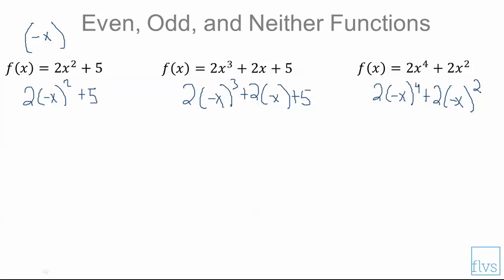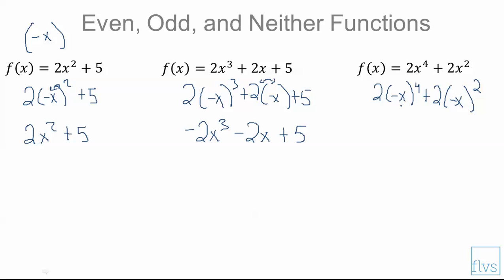So my first step was to go ahead and substitute them. Now I'm going to do all my exponents here and kind of rewrite these things. So negative x squared is just x squared, my plus 5 didn't change. Okay, my second one, negative x cubed, is going to give me negative x. So that's actually, we can just write that as negative 2x to the third. 2 times negative x will just give me negative 2x. And that plus 5 didn't change.